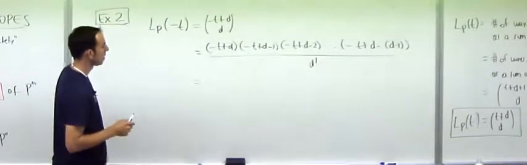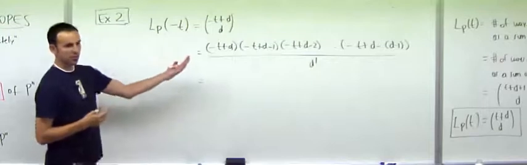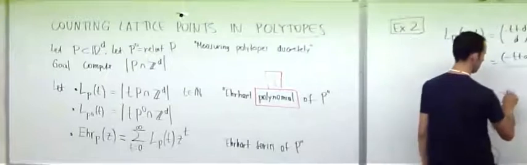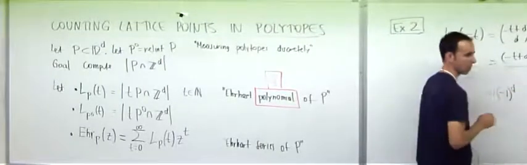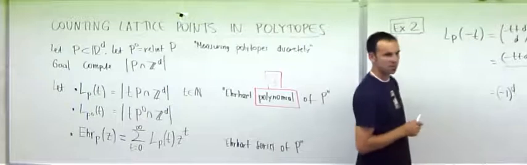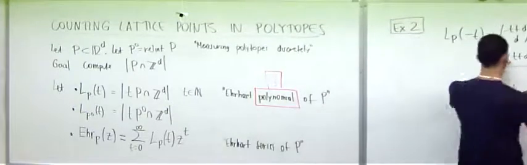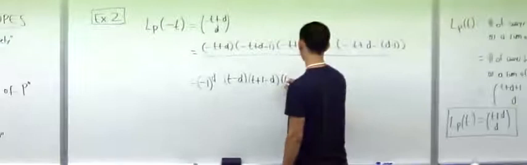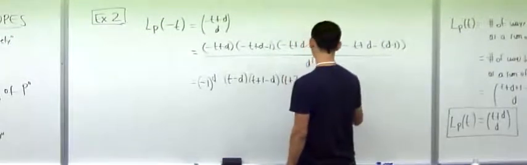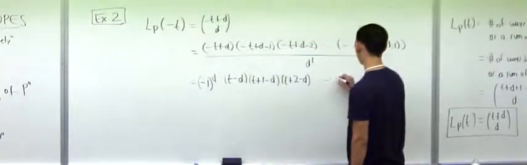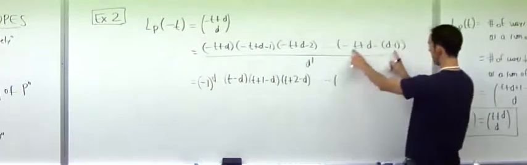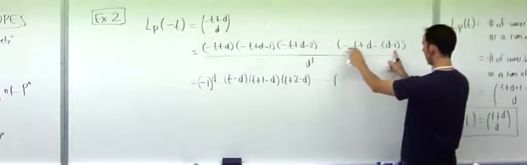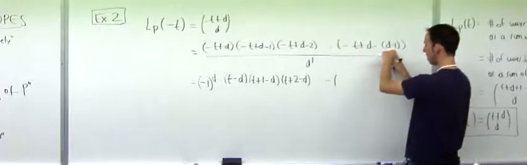Okay. Now, I'm going to pull a minus sign out of each one of these things. I have d terms. So I get minus 1 to the d, and I'm going to change the sign of everything. So you see here, I get t minus d. Here I get t plus 1 minus d. Here I get t plus 2 minus d. Dot, dot, dot. And then what do I get here? This is minus t plus d minus d plus 1. So I get t minus 1.